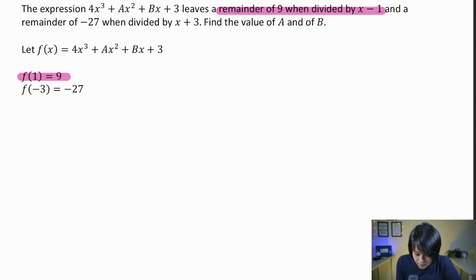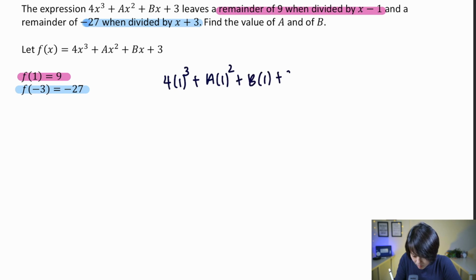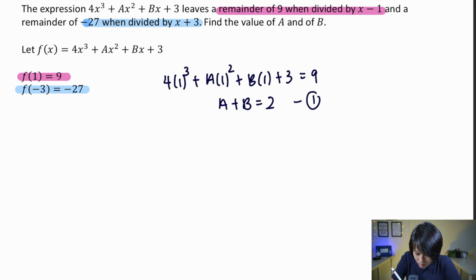Likewise for the second statement, it says that it gives a remainder of negative 27 when divided by x plus 3, which also means that when you sub in f of negative 3, you will get negative 27. So what you're going to do now is just sub in the values respectively. So we have 4, 1 cube. Simplifying the equation, we'll have a plus b equal to 2. So this is your first equation, from the first part.